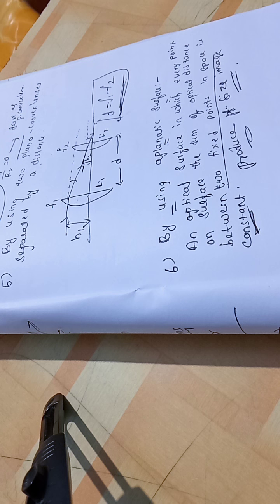So by using any one method out of these 6 methods, we can minimize spherical aberration.